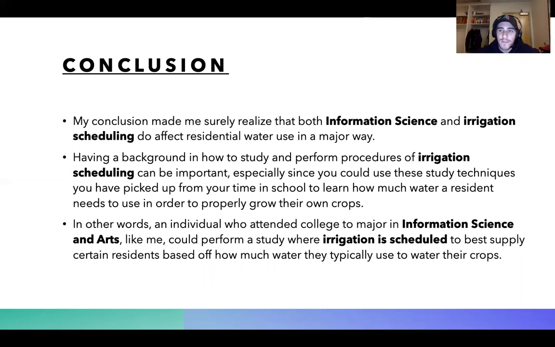Especially, I could use my studying techniques I learned from my major going to college to learn how to properly schedule how to grow crops. In other words, an individual who attends college and has my major can perform a study where irrigation is scheduled to best supply certain residents who have plants with the correct amount of water to keep those plants alive.